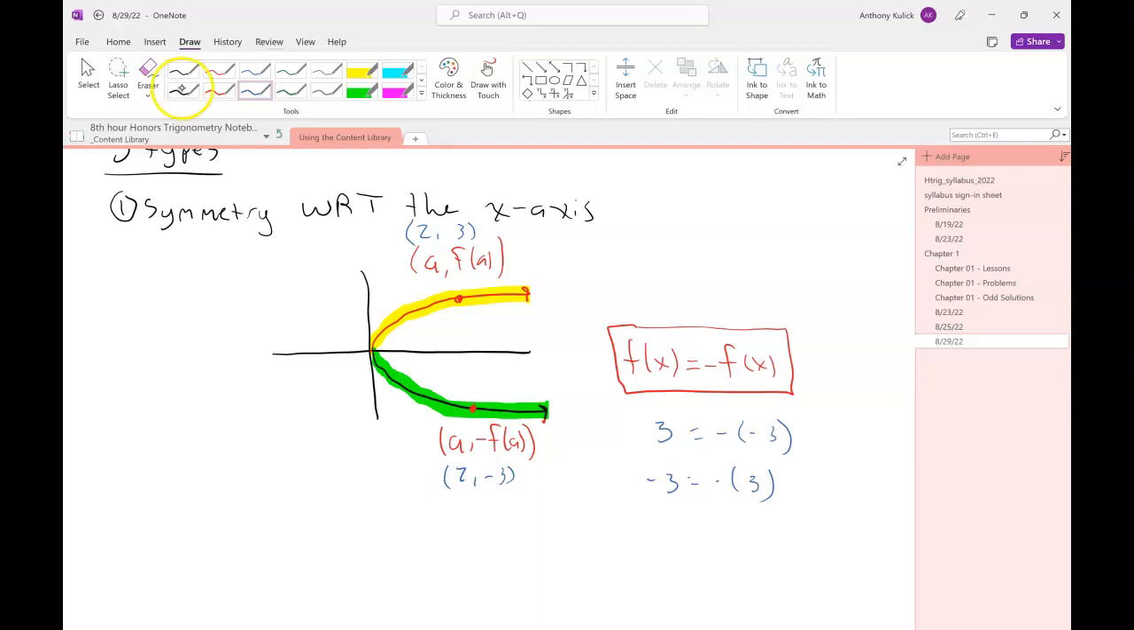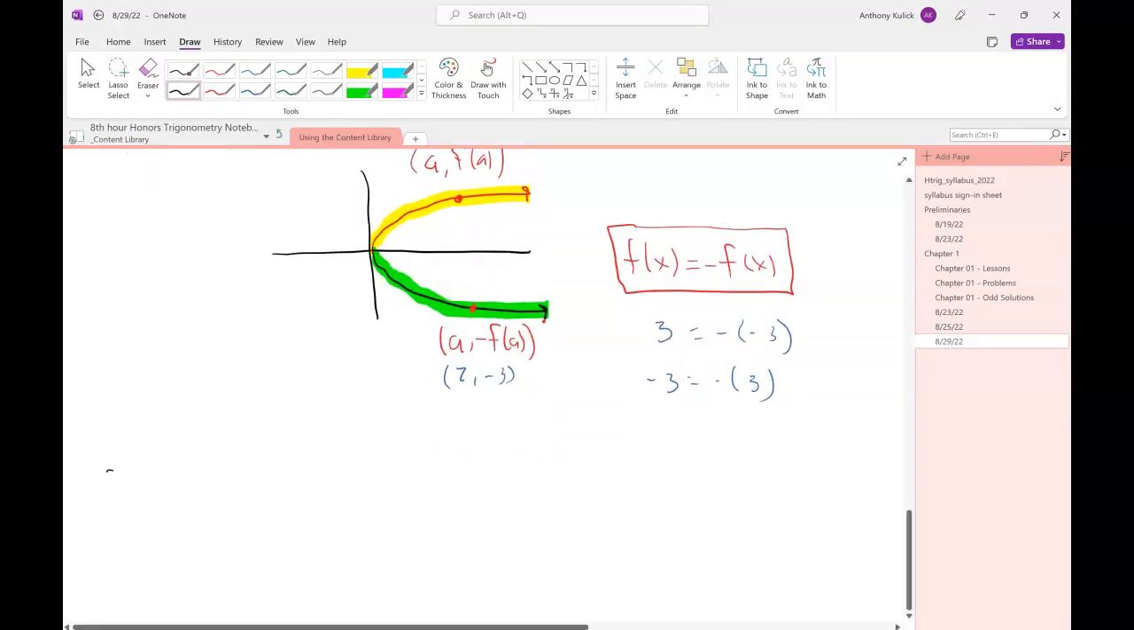Do you suppose we care a lot about things that are symmetric about the x-axis? Nah. Why not? It's not a function. Yeah, if you're symmetric about the x-axis, you're not a function. Not terribly interesting to us. Most of what we care about are things that are functions. Everybody's cool?